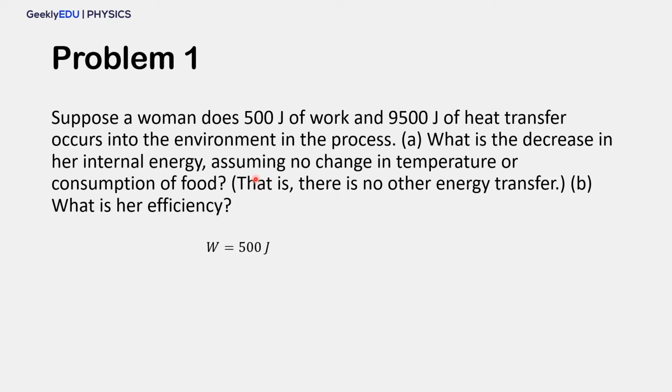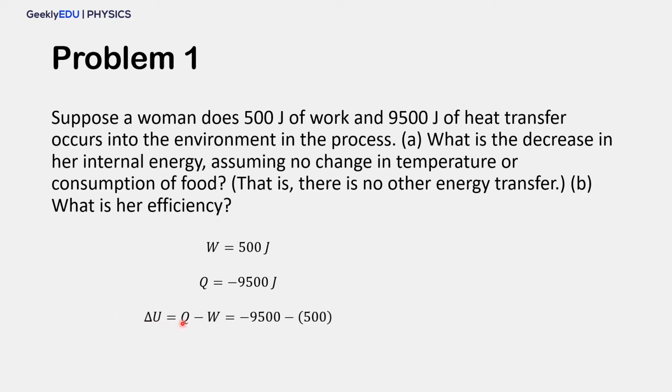Well, if a woman does 500 joules of work, it's a positive work done from the woman to the environment. And also, if she transfers 9,500 joules, it's heat transferred from the system to the outside, so it's negative heat transfer.